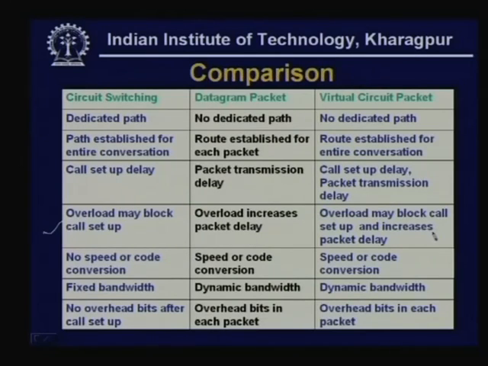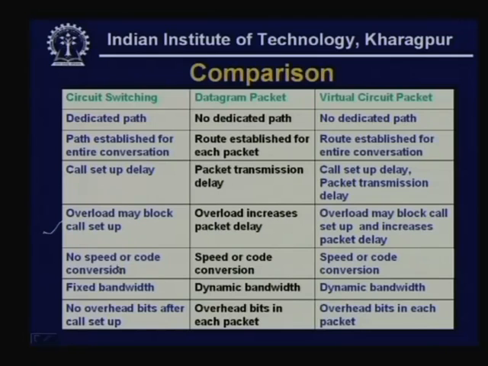In case of virtual circuit packet switching, overload may block call setup. Just like circuit switching, there may be blocking in call setup. If path is not available, then call setup cannot be done, and also it increases the packet delay. So, you can see here in the context of overload, the virtual circuit packet switching is not really very good, because it may lead to blocking of call setup and also delay is there.